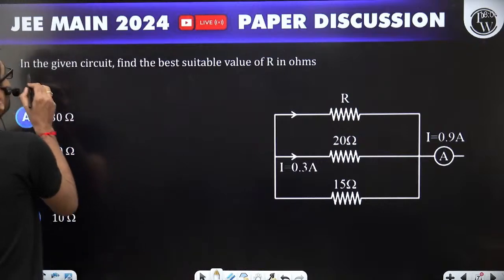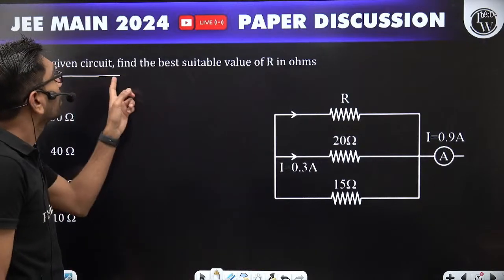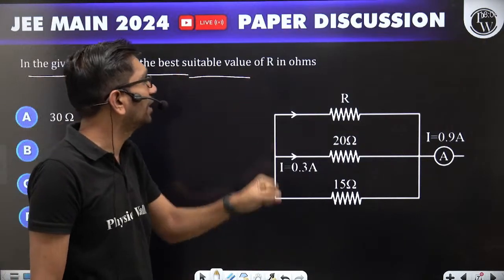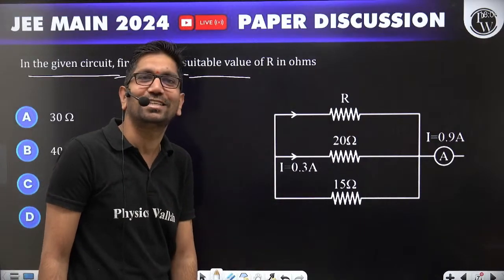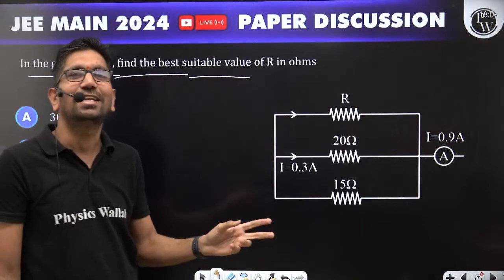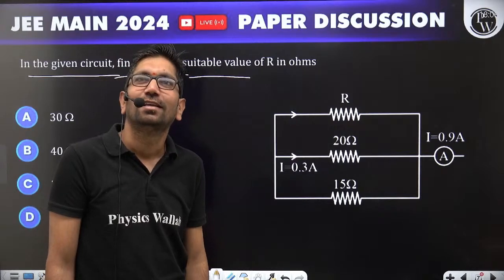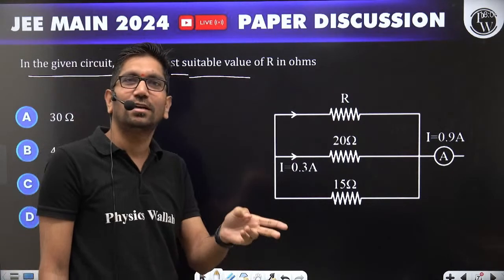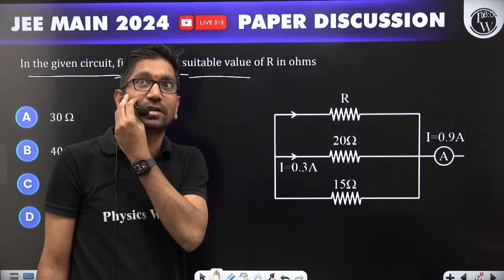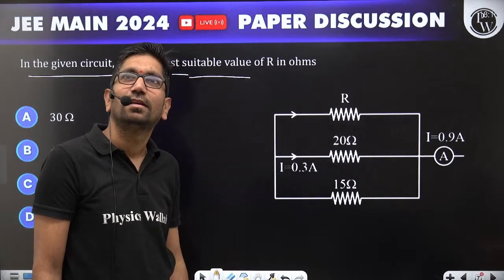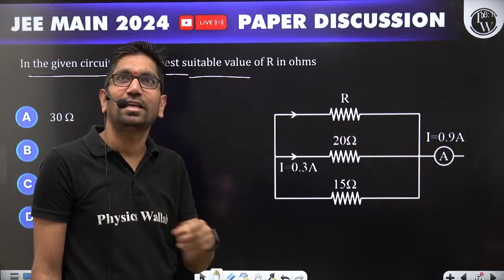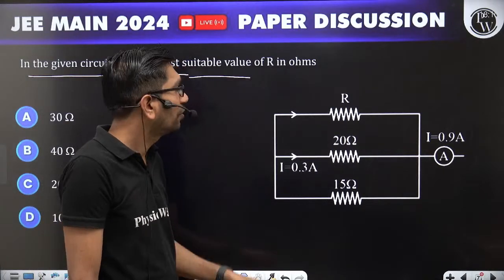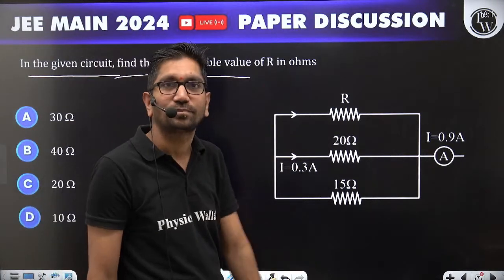Now, in a given circuit, find the best suitable value of R. Very simple question. This is from the current electricity chapter. Actually, the live is going on multiple channels, beta, so that's why we are taking it in English. Okay, fine. So now see here, beta.